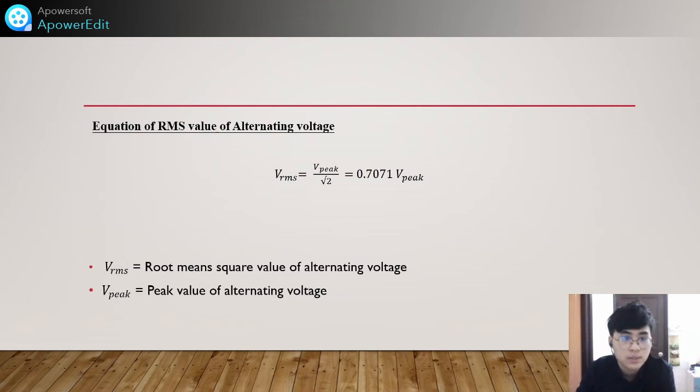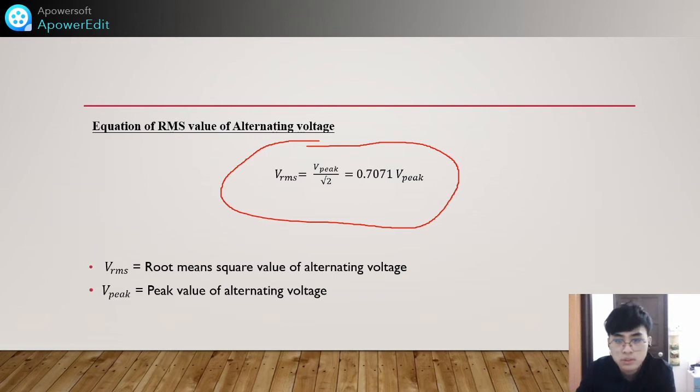Alright, next we go to the equation of RMS value of alternating voltage. So the equation will look like this: Vrms equals V peak divided by square root 2, or you can write it 0.7071 times V peak. So Vrms means the root mean square value of alternating voltage, and V peak is the peak value of alternating voltage.